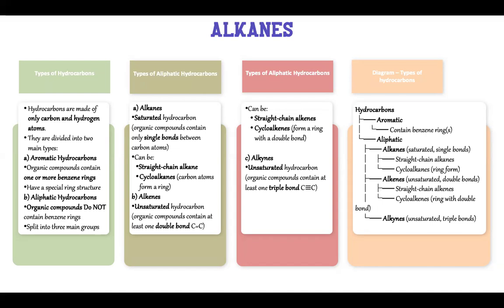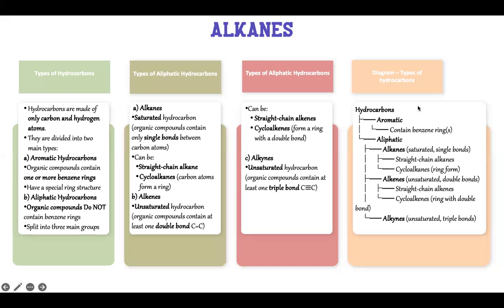Aliphatic hydrocarbons are organic compounds that do not contain a benzene ring, and they split into three main groups: alkanes, alkenes, and alkynes. Alkanes are saturated hydrocarbons, which are organic compounds containing only single bonds between carbon atoms, and they can be straight-chain alkanes or cycloalkanes, where carbon atoms form a ring. Alkenes are unsaturated hydrocarbons, which are organic compounds containing at least one double bond. They can be straight-chain alkenes or cycloalkenes, which form a ring with a double bond. Alkynes are unsaturated hydrocarbons, organic compounds containing at least one triple bond.